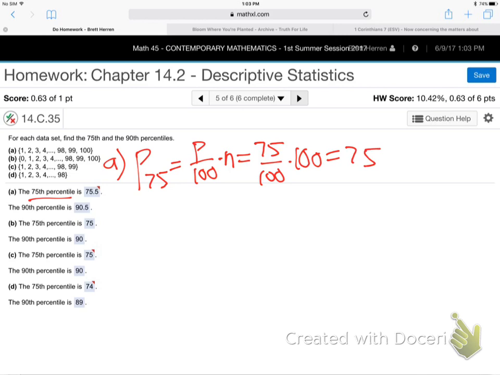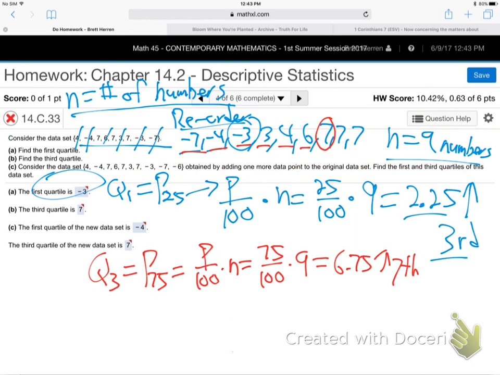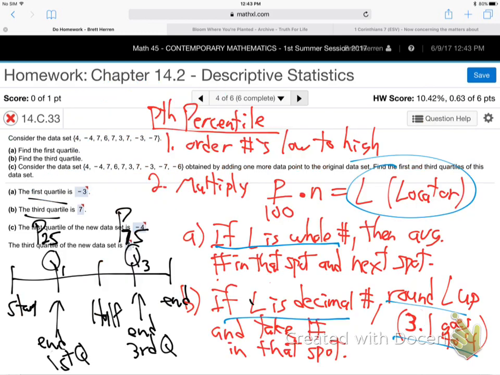So we don't need to round it. Remember, if it came out a decimal, we would round it up. Now, what do you do when it comes out a whole number, not a decimal? Let's look back at the instructions. One more page, right, there we go. If it's a whole number, what do you do? If it's a whole number, then average the number in that spot and the next spot. It's like taking the 2 in the middle and averaging them, you know, kind of thing.